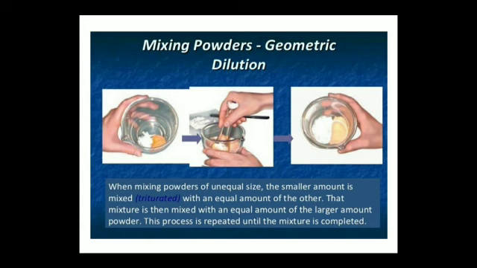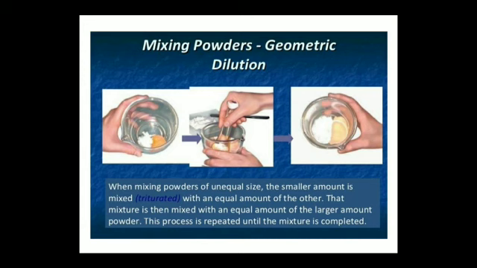Mixing of powders by using the dilution process. When mixing powders of unequal size, the smaller amount is mixed with an equal amount of the other. That mixture is then mixed with an equal amount of the larger powder. This process is continued to obtain the required quantity. For example, to get 1000 mg of powder where the potent compound is 100 mg, the process can be explained as follows. First, take 100 mg of powder and add another 100 mg of diluent. With proper mixing, you will get 200 mg of powder.